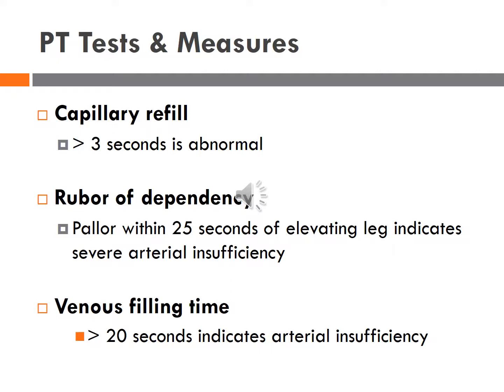In addition to checking pulses, you can also check capillary refill by depressing the nail bed or the tip of the toe or finger in a patient. Anything more than 3 seconds is considered abnormal. You can also look at the rubor of dependency. If you elevate someone's leg and it becomes pale within 25 seconds, that indicates they have severe arterial insufficiency. And venous filling time, anything greater than 20 seconds is arterial insufficiency as well.